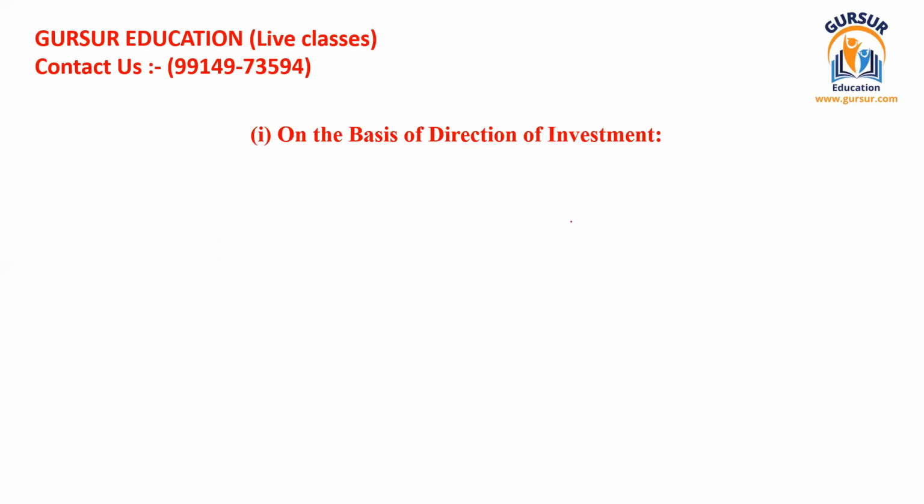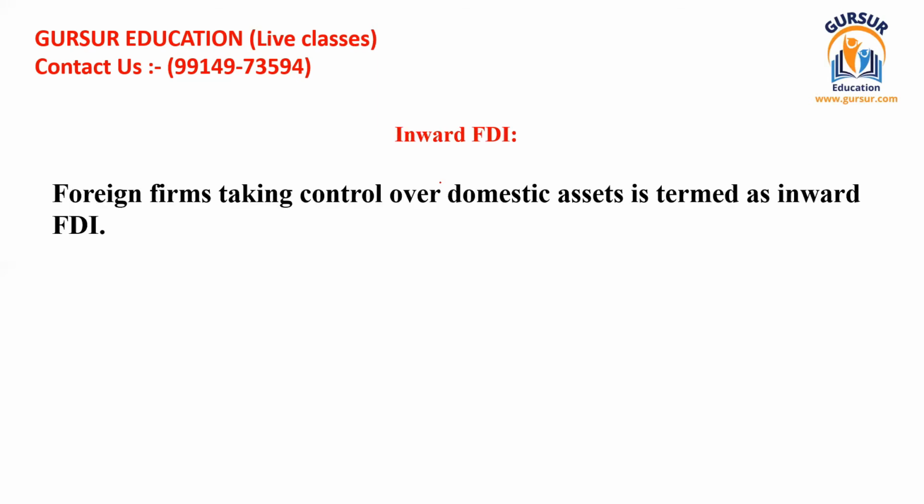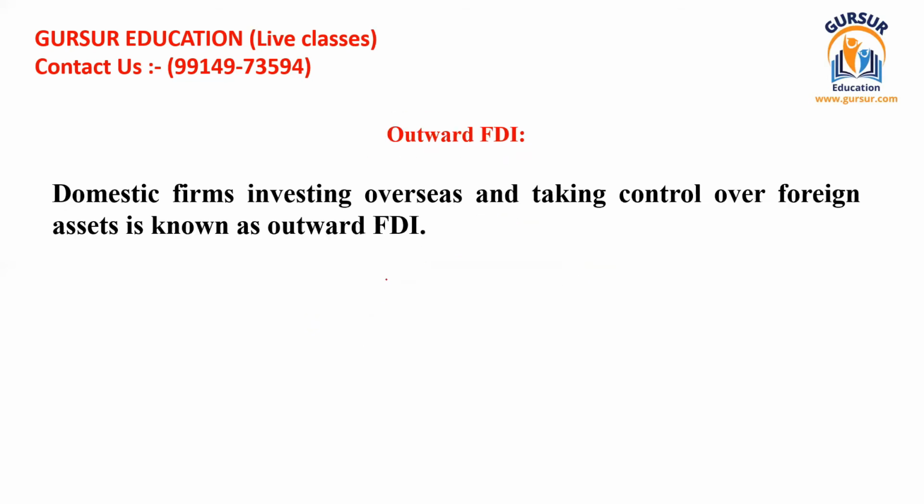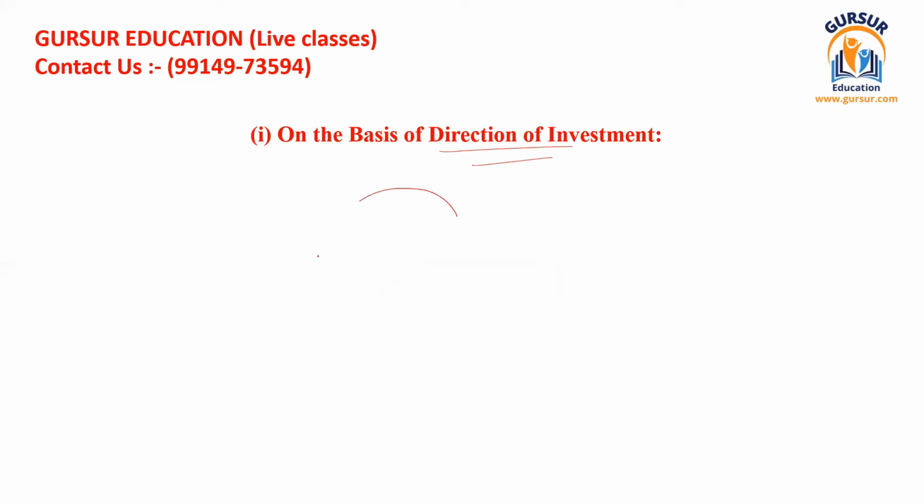On the basis of the direction of investment, there can be a further bifurcation of FDI into two classifications. The first is inward FDI. When foreign firms take control over domestic investment, this is termed inward FDI. Like we are in India, and some United States companies invest in India, taking control over domestic assets, that shall be named inward FDI. In the same way, if India invests in the United States and we get control of a foreign asset, that shall be considered outward FDI. So on the basis of the direction of investment, this can be inward or outward.